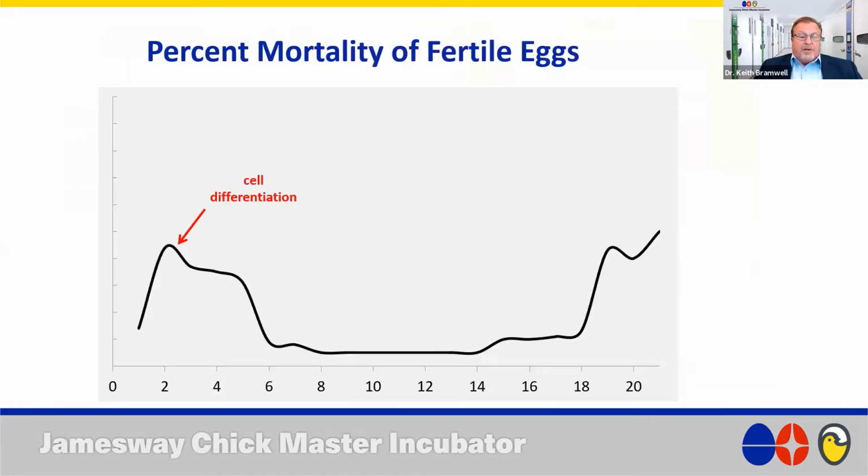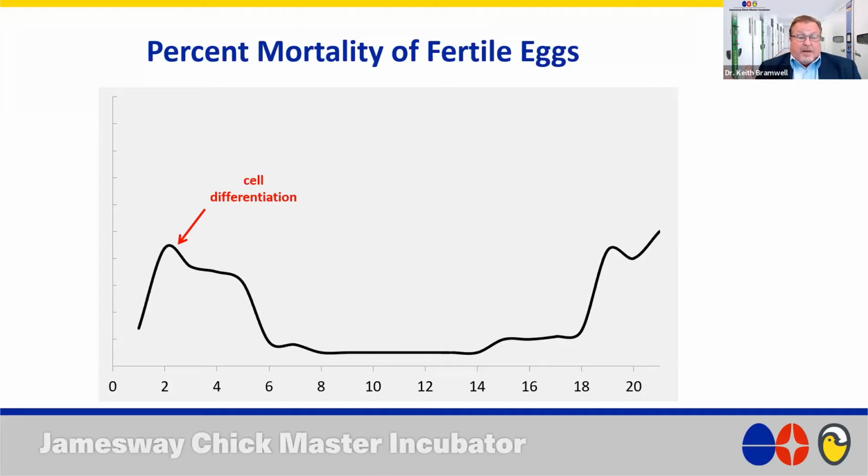When we look at a normal mortality pattern, this would be day 0 to 21 of incubation for a chicken, and similar for a duck or a turkey, just stretch it out. But we get a peak in mortality here in 2 to 3 days. That's when a lot of our cell differentiation is occurring. And so if we get to a point where that is not occurring properly, the embryo will die.